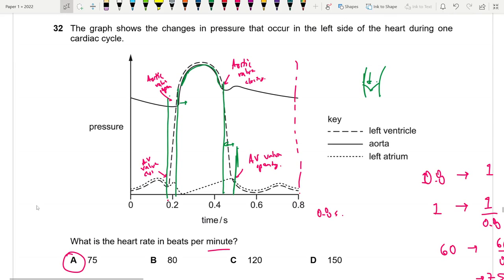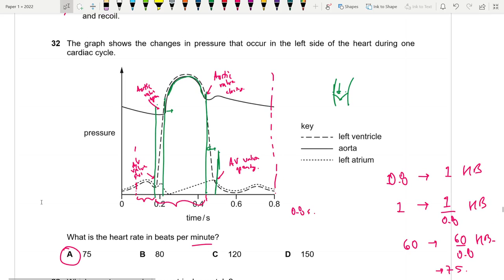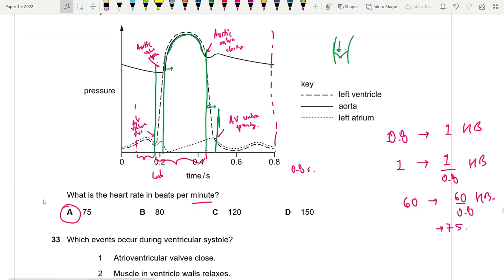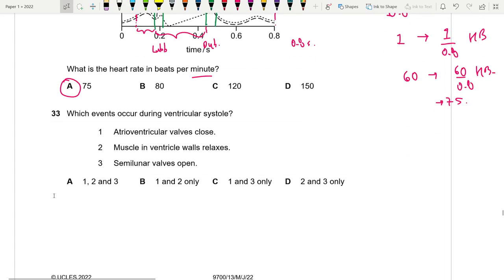Like, this is the region. This is the region of ventricular systole. And this is the region for atrial systole, this small region, okay? Get it? This is the lub. This is the dub over here. Dub. Okay. 33. I hope that's clear.